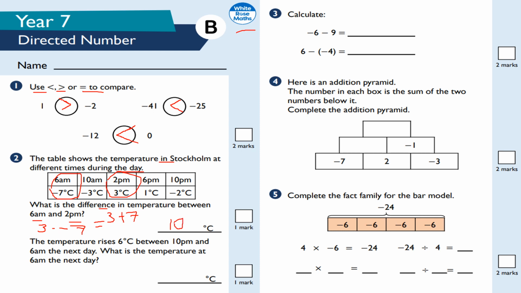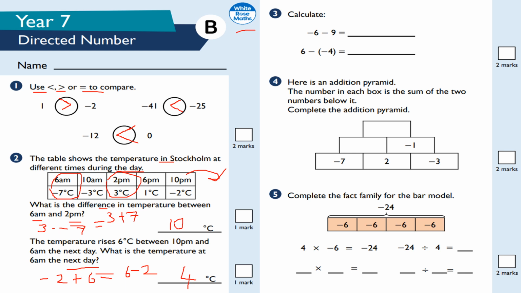The temperature rises 6 degrees between 10 p.m. and 6 a.m. the next day. What is the temperature at 6 a.m. the next day? So from 10 p.m. to 6 a.m. the next day, I'm going to do minus 2 plus 6. Same as saying 6 take away 2, which is equal to 4. 4 degrees Celsius.